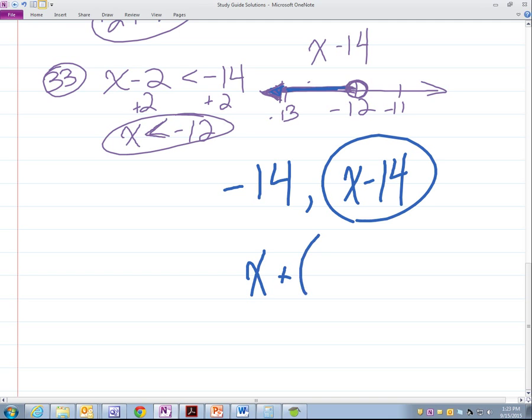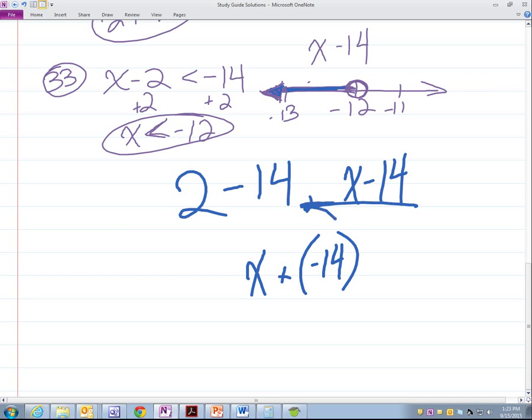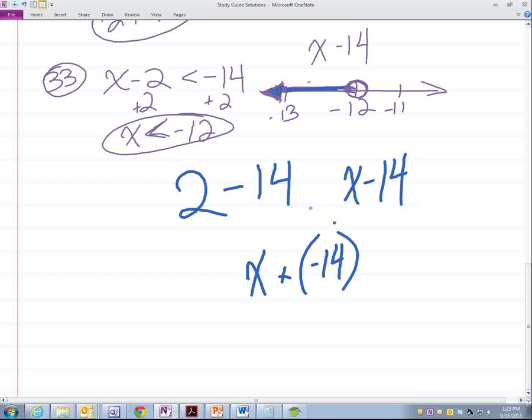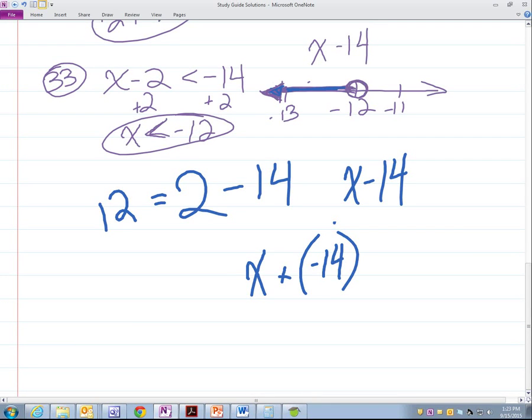If I did plus a negative 14, that's still going to be 14 values less than x. This here is 14 digits less than 0 on a number line. Let's give a value for x. So 2 minus 14 is negative 12. Equals negative 12. That has a finite spot. That would just be on a number line at negative 12.